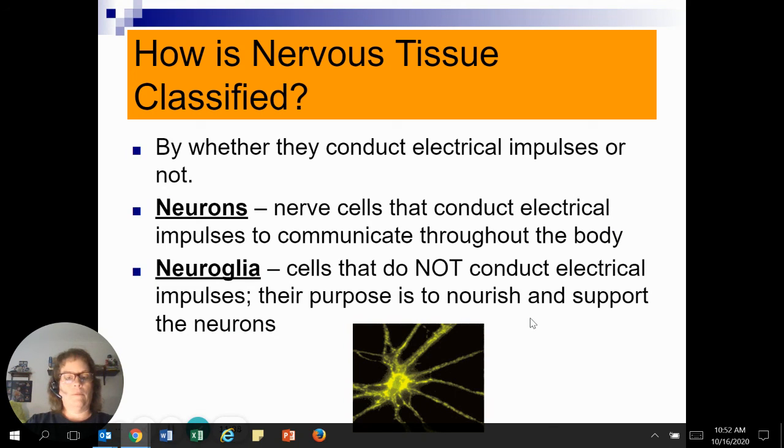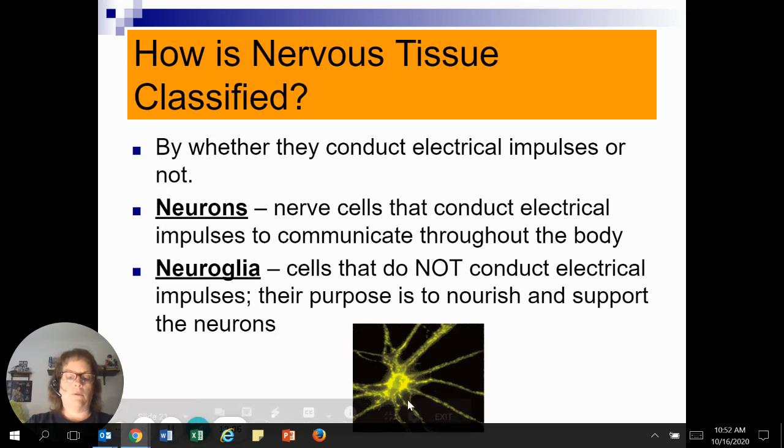How is nervous tissue classified? Well, some of the cells conduct electrical impulses and talk to other cells, but some of them do not. So that is how they are classified. The ones that do conduct the electrical impulses to communicate throughout the body are called neurons, which are just a fancy name for nerve cells. And then you have something called neuroglia, and those are cells that do not conduct any electrical impulses. Their only purpose is really to nourish and support those nerve cells.